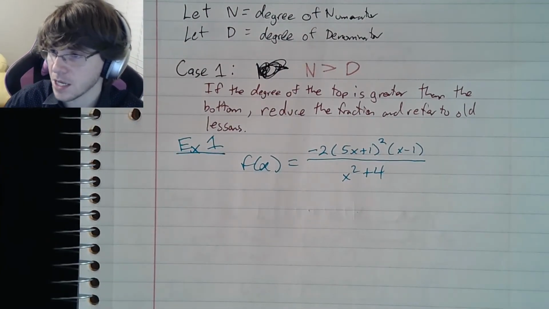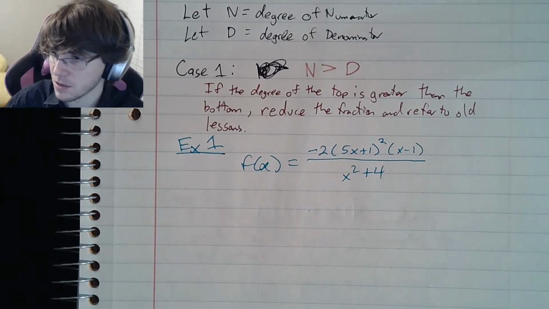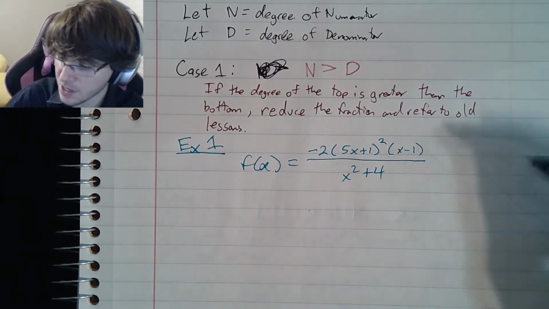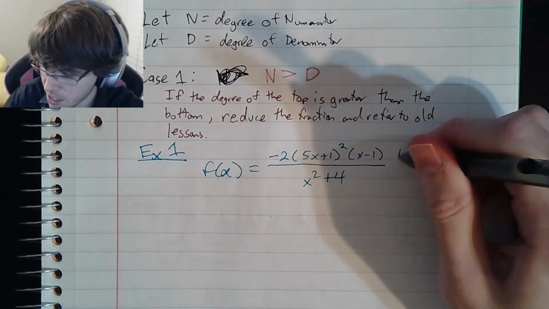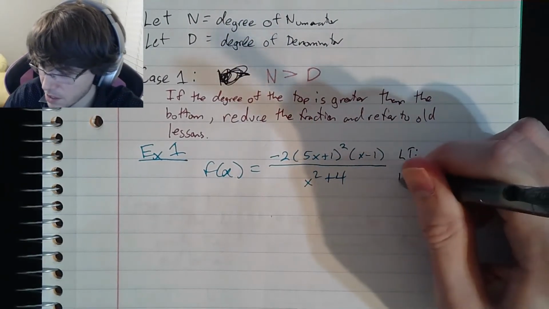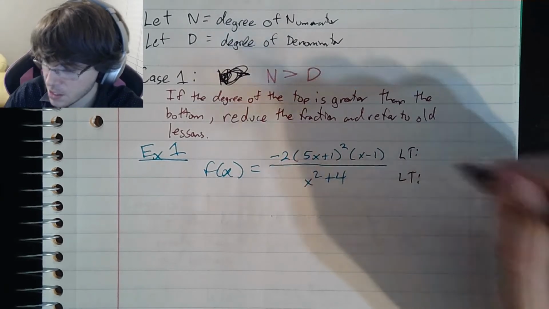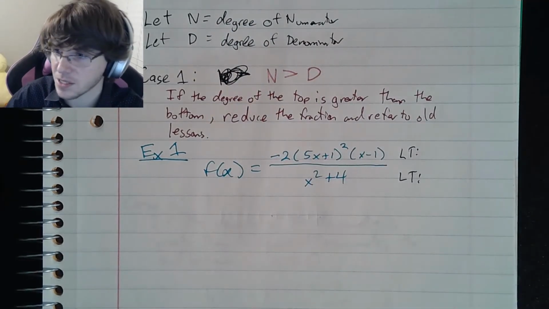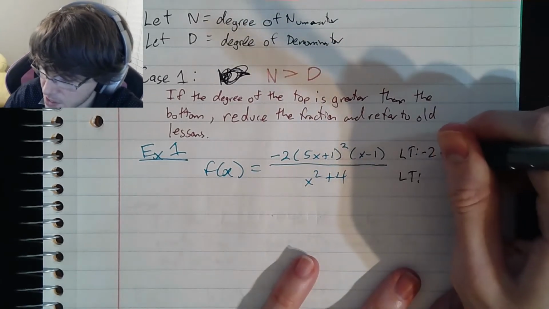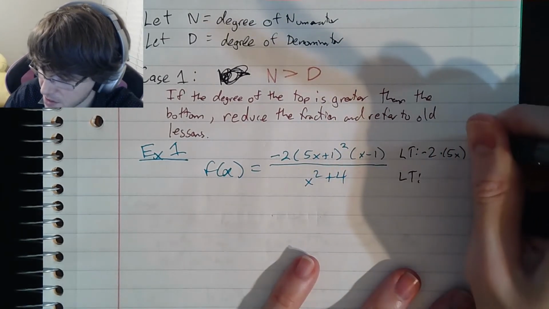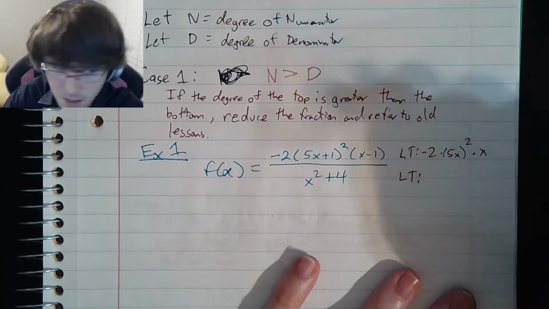Let's watch it happen on example 1 here. So example 1 is, again, a case where the numerator degree is greater than the denominator degree. You need to find the leading term of the top and bottom first. That's definitely step 1. So you're going to have a leading term at the top, and you're going to have a leading term in the bottom. Just like the last time, you're finding the lead term in exactly the same way. So the lead term in this case is going to be -2 times 5x all squared multiplied by x.